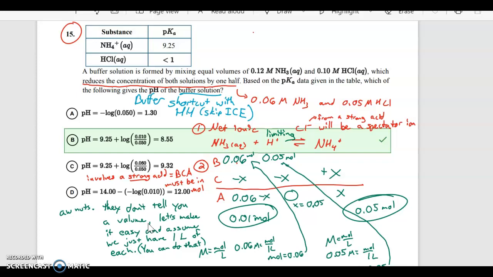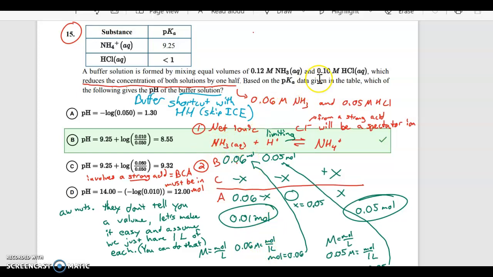And here it really doesn't matter. You can kind of make it easy on yourself and assume easy volume. Just say it's 1 liter of each because they say it's equal volumes. And so you can just choose, and that's fine. You can do that.